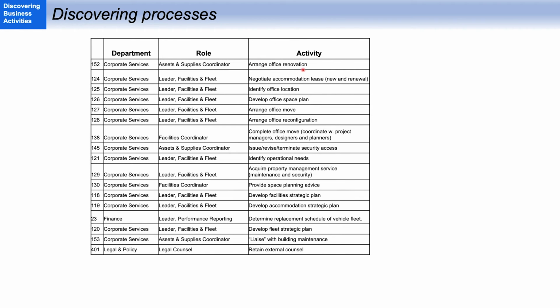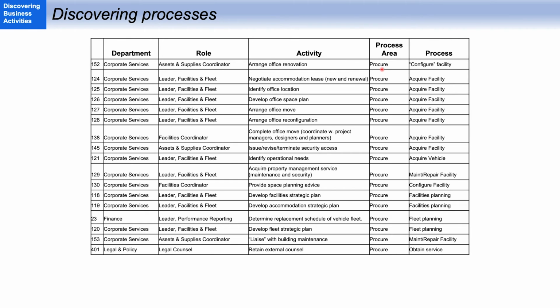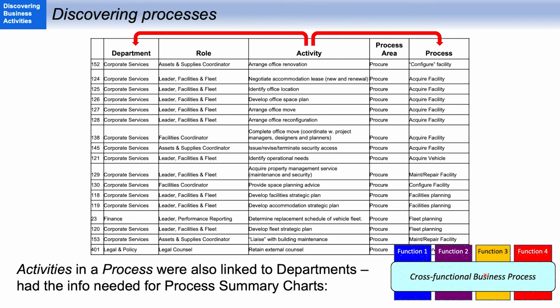I identified the activities for each role in a given department. Then we mapped or bucketed those activities to process areas. Then we linked those activities into end-to-end processes. And one of the beautiful things about this approach was that because the activities that made up the process were also linked to the involved departments, this gave us all the information we needed to produce our process summary charts, showing the process and the departments or functions that were involved.